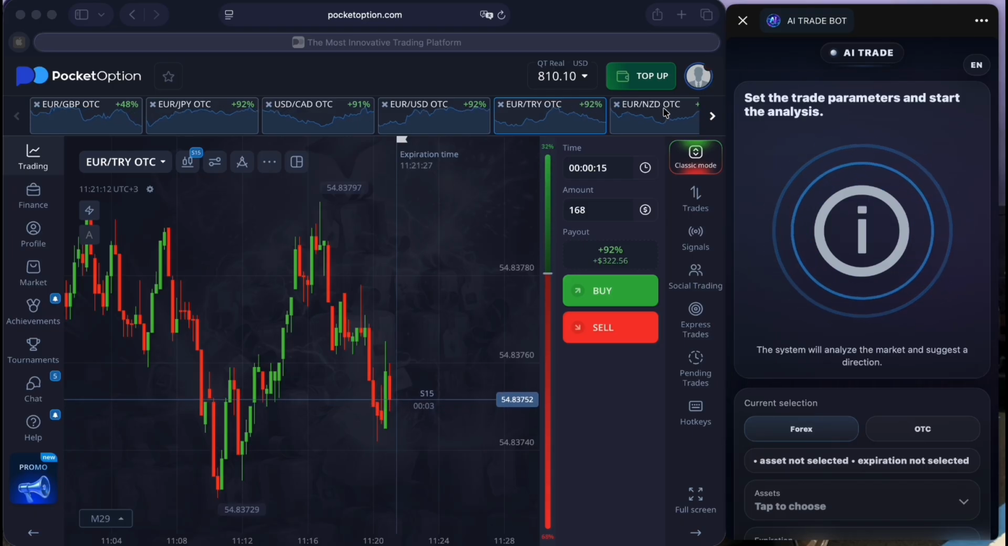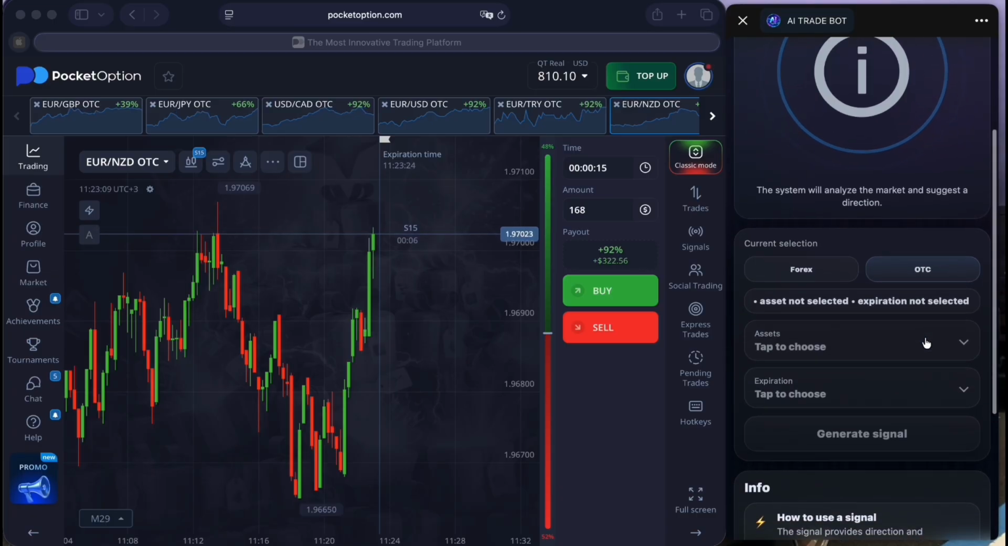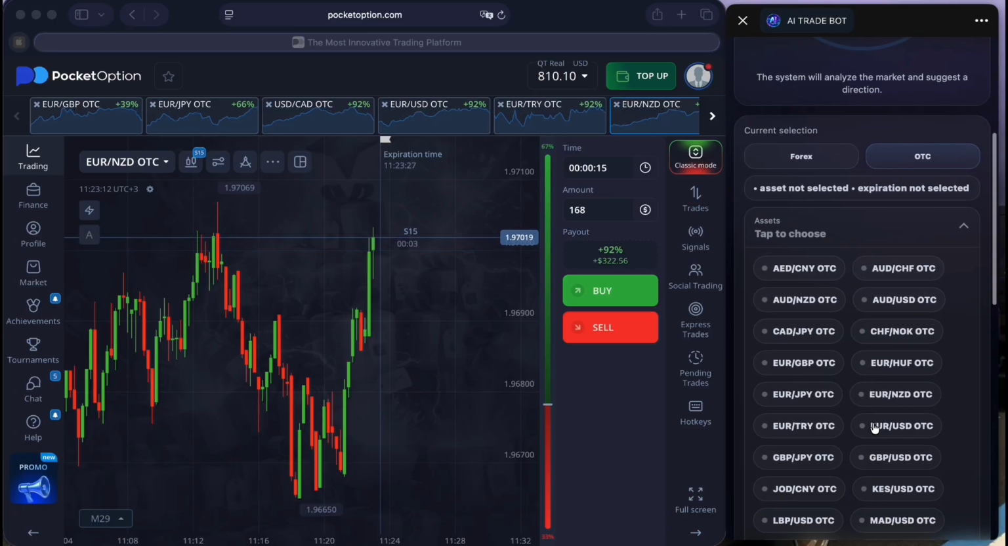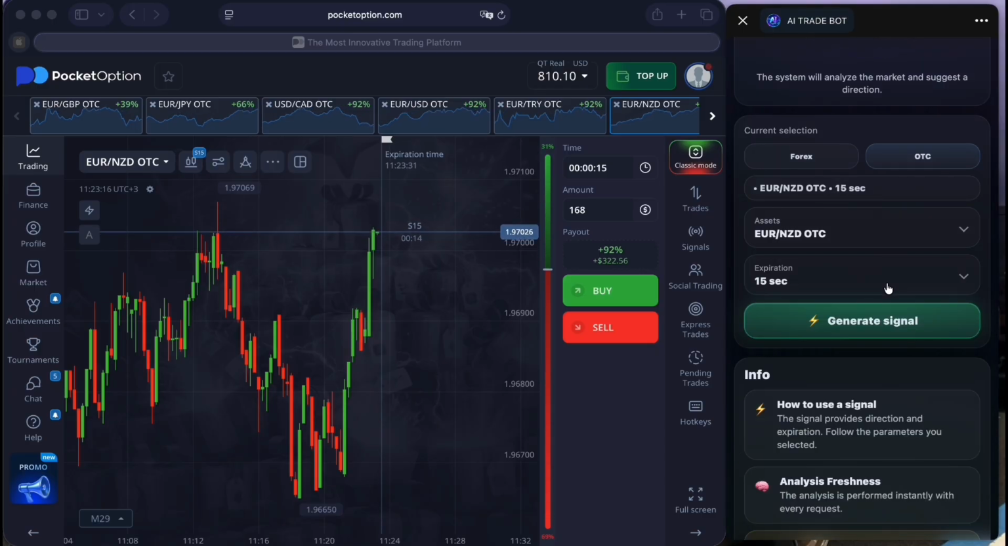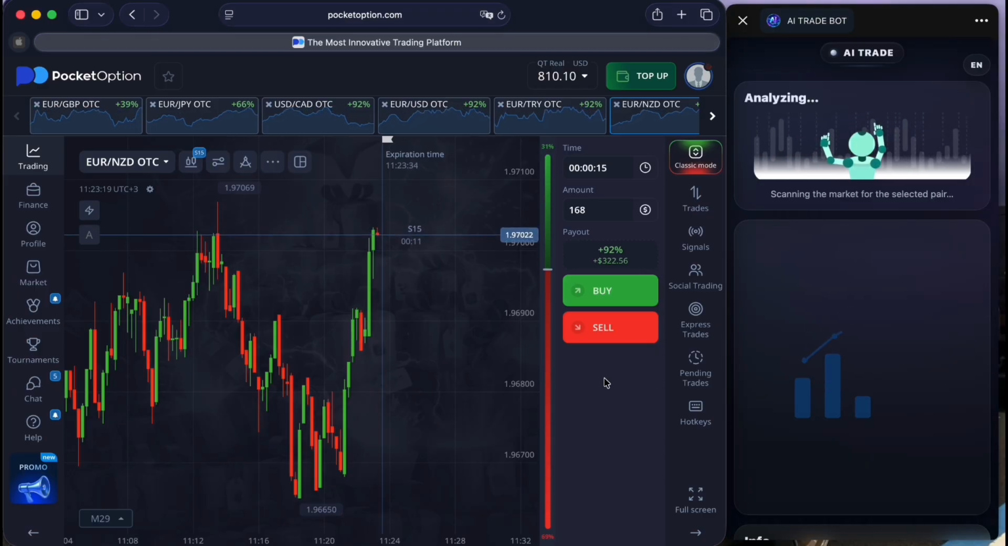Switching to the Euro New Zealand dollar. Let's also open a position on the Euro New Zealand dollar without technical analysis. OTC mode on our screens, adding this currency pair to my tool, 15-second expiration time, clicking generate, and waiting for this bot's technical analysis. Anyone can trade with this tool.